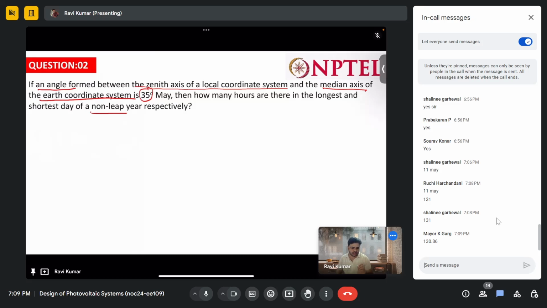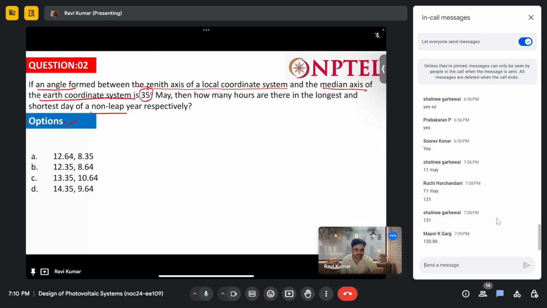Yes, you are absolutely right. It is 130.86, so we can take it as 131. So in case of a non-leap year, you need to calculate the longest and the shortest day. And these are the options. Okay, we will go step by step. What is this 35 degree?